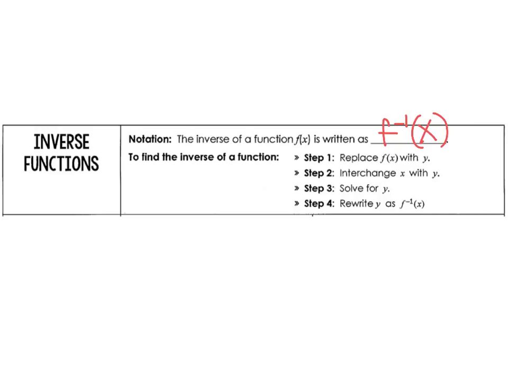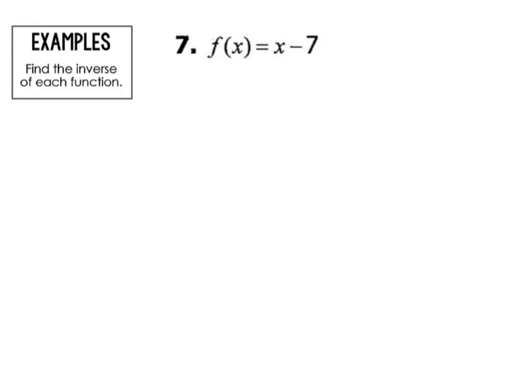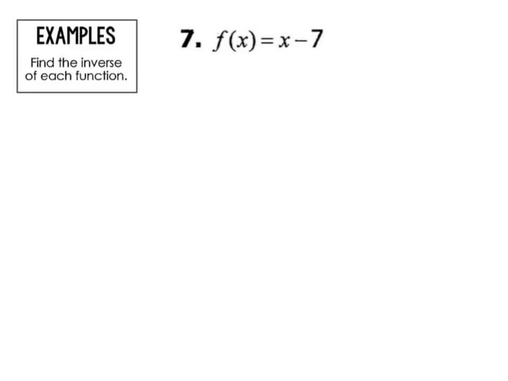So let's do a couple examples of this. For number 7, we want to find the inverse of this function. Our first step is to replace the f of x with y. So now it becomes y equals x minus 7. Then the second step is to switch the x and the y, and rewrite the rest of the function exactly like it is.